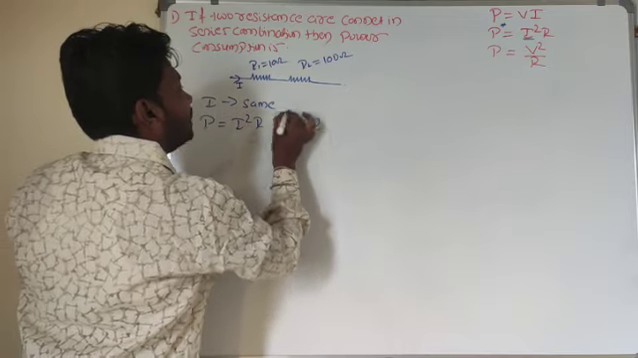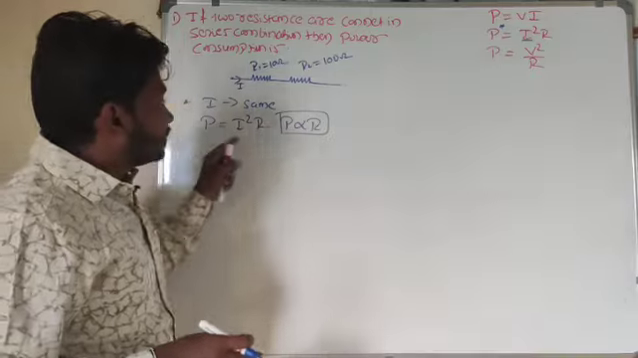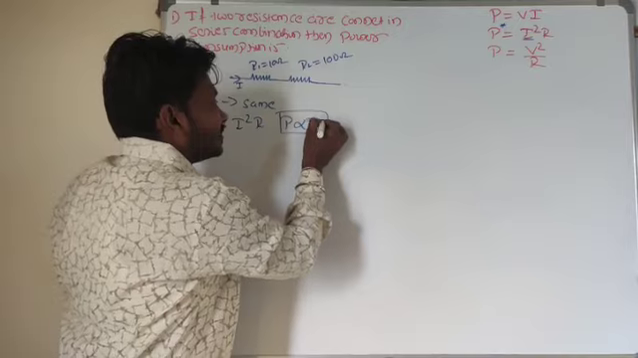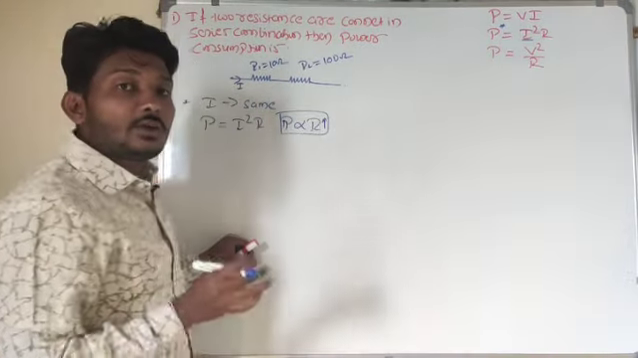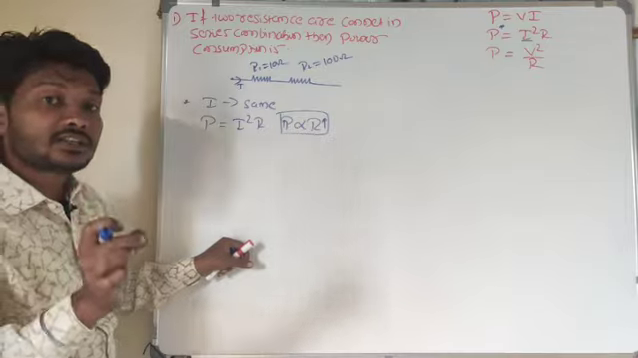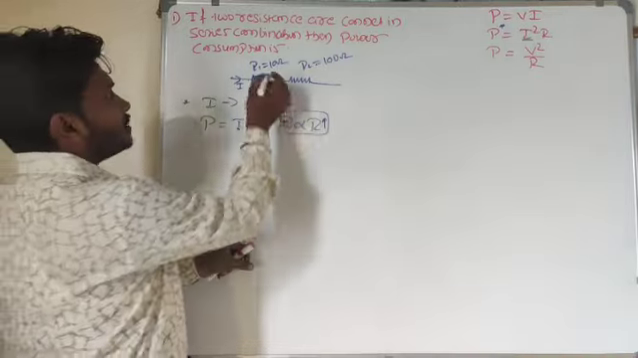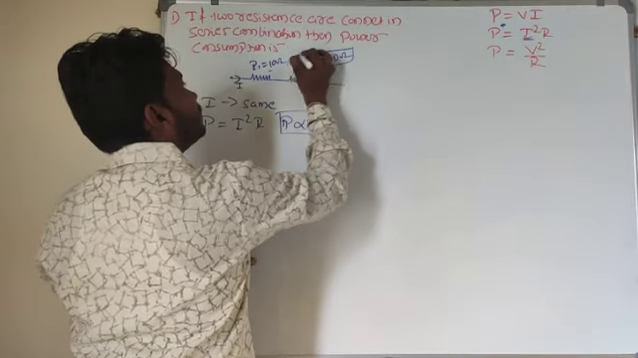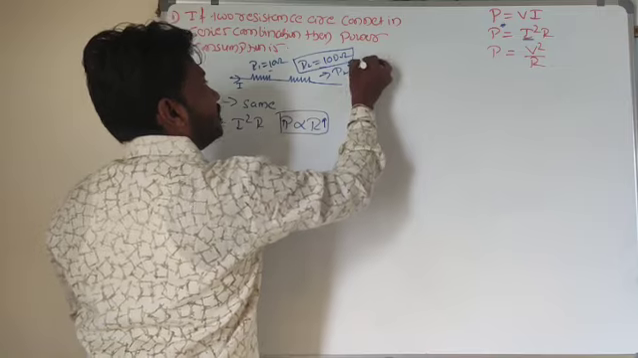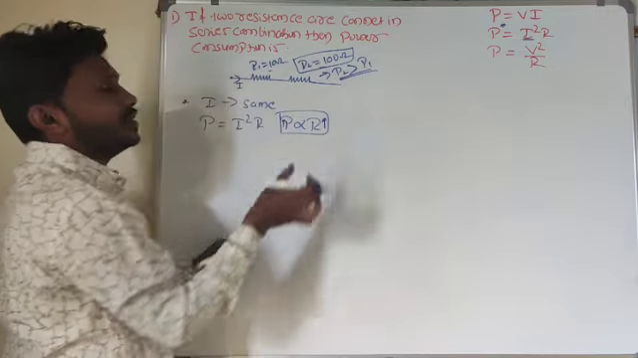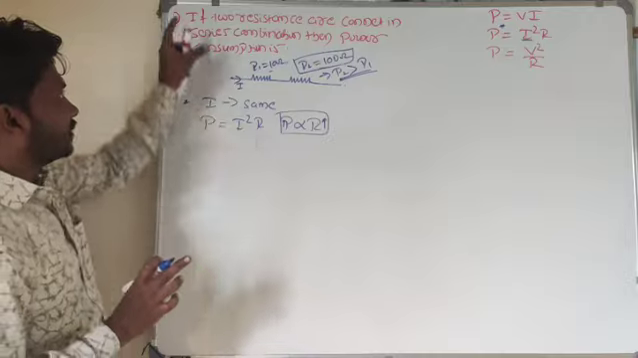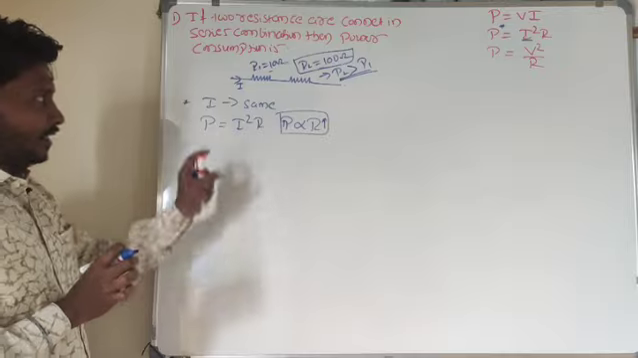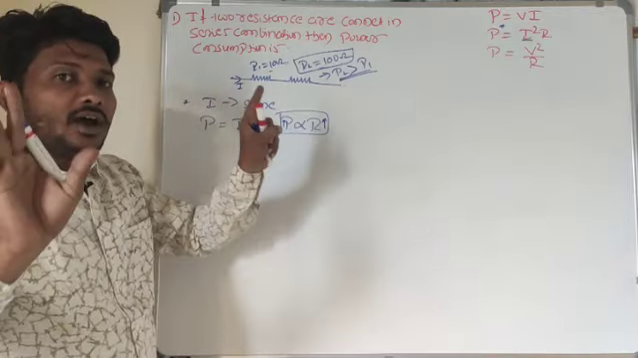So P is directly proportional to resistance. Power consumption is directly proportional to resistance. It means that if resistance is more, power consumption is also more in series combination. So high resistance will consume high power. Out of these two resistances, R2 value is more, so power consumption in R2, P2, is greater than P1 if two resistors are connected in series combination. So look at here, if you connect these two resistors in series combination, power consumption is more for high resistance.